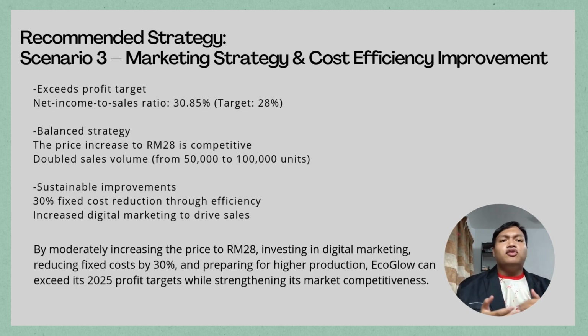In conclusion, we recommend that EcoGlow Lighting implement a moderate price adjustment to 28 ringgit per unit. Strategically invest in digital marketing initiatives to drive customer engagement. Reduce fixed operational costs by 30% through efficiency improvement and enhance production and logistic capabilities to support increased demand. Collectively, this action will enable the company to surpass its 2025 profitability target while significantly strengthening its competitive position in the smart lighting industry.